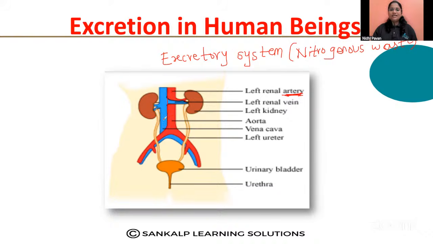Next we have the left kidney. Here you can see the left kidney and here you can see the aorta, and this is the vena cava, which brings the blood from the lower part of the body. And here you can see the ureter. These are called the left ureter and right ureter.